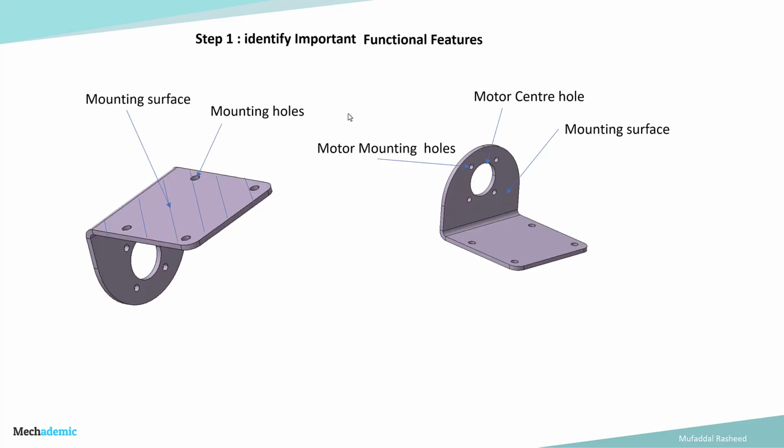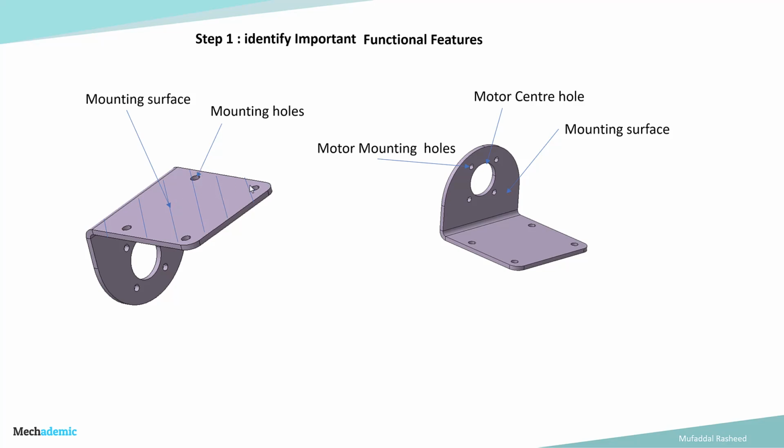So the first important step when setting up a GD&T scheme is to understand the important functional features, functional surfaces. What are the important functional features on the component? If you look at the component, it is a fairly simple component. There is a mounting surface, shown as the hash surface, which is basically the resting surface of the bracket onto the base.